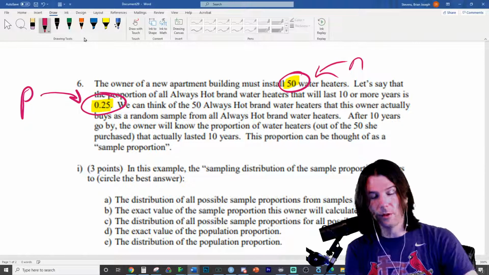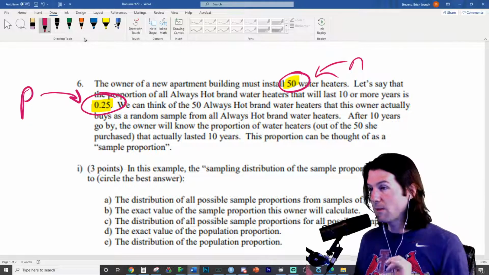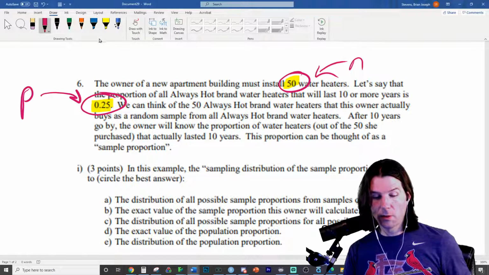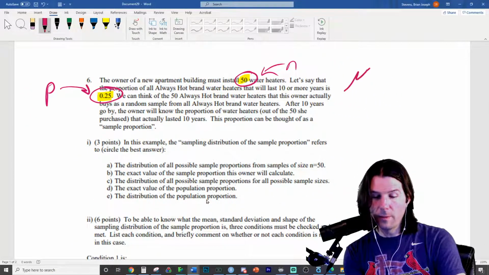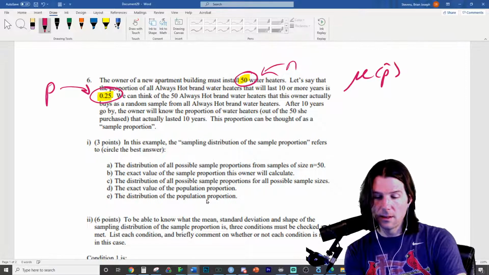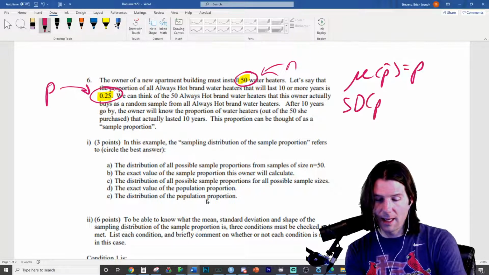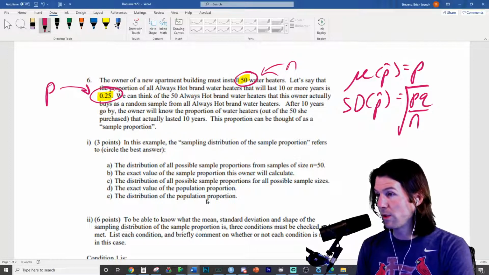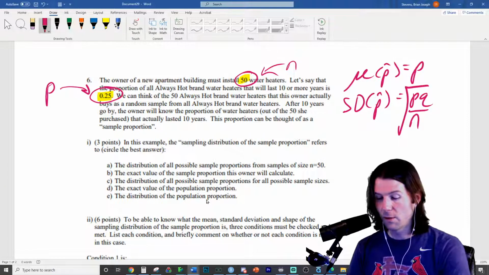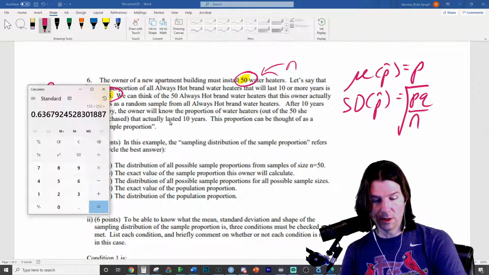Now, if I had this information, I would automatically go through and start solving for things like mu P hat is equal to P, and SD P hat is equal to the square root of P times Q over N. Use your formula sheet for this, which we reviewed yesterday during office hours.